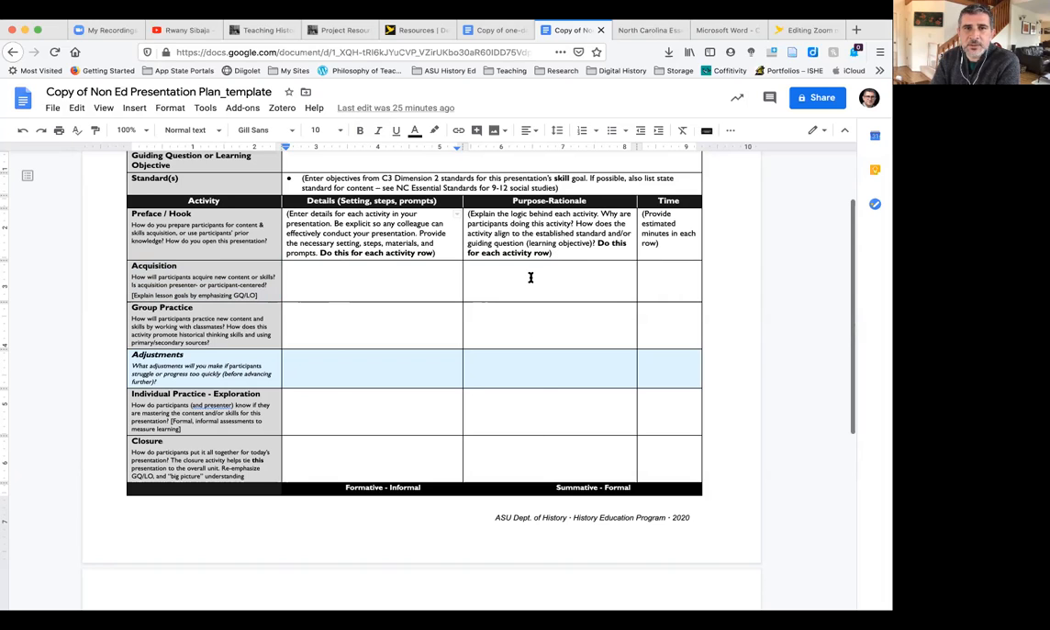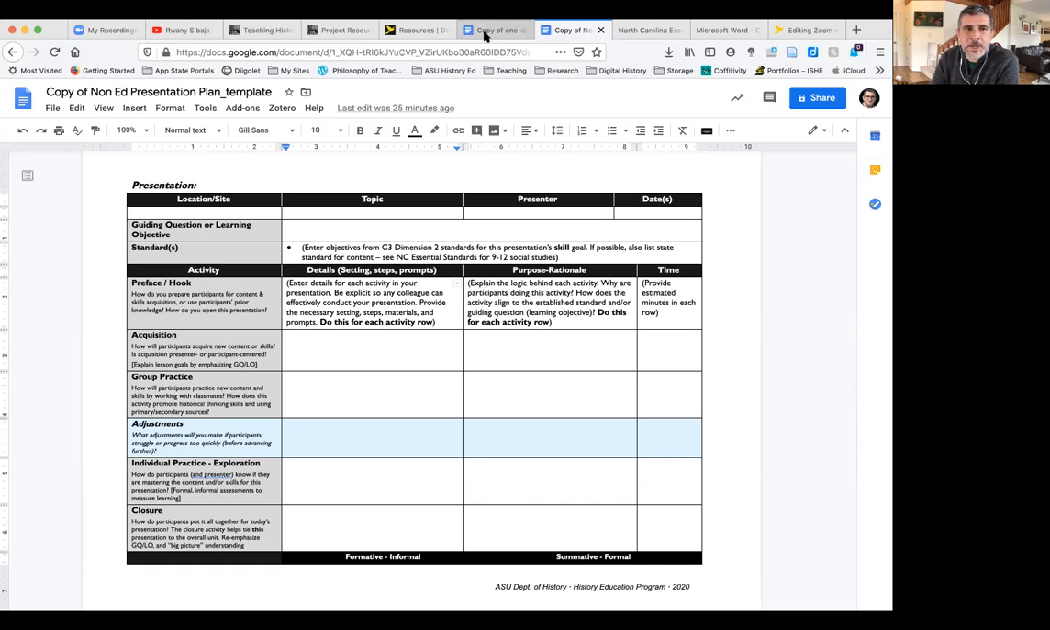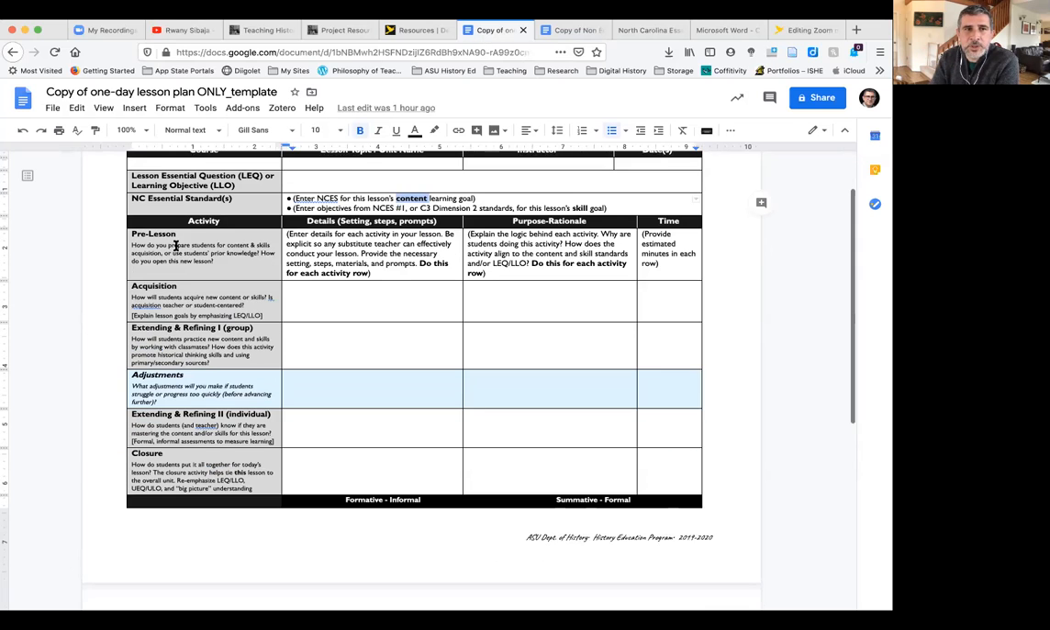And then in the next column, why are you doing it? How does this activity go back and address the objective you've designed for this presentation or this standard? Okay, there's got to be a reason why you're doing it. It's my whole point. And if I move over to history ed, it's the same thing. Pre-lesson, acquisition, group and individual, extending and refining, that sort of education lingo, and closure.